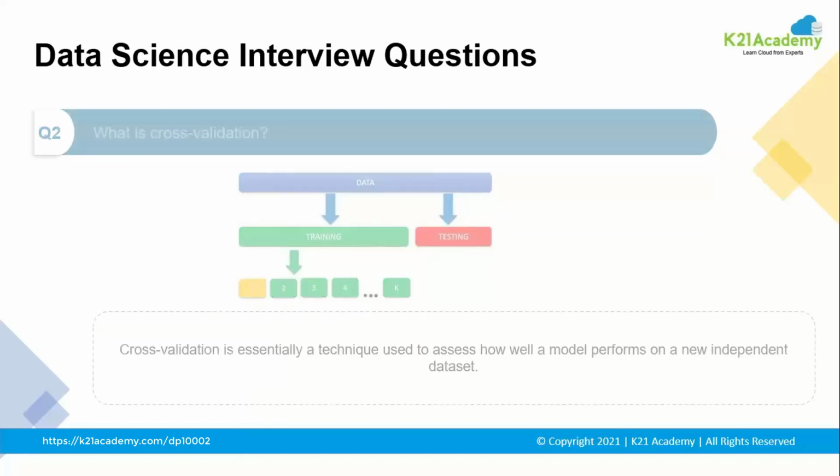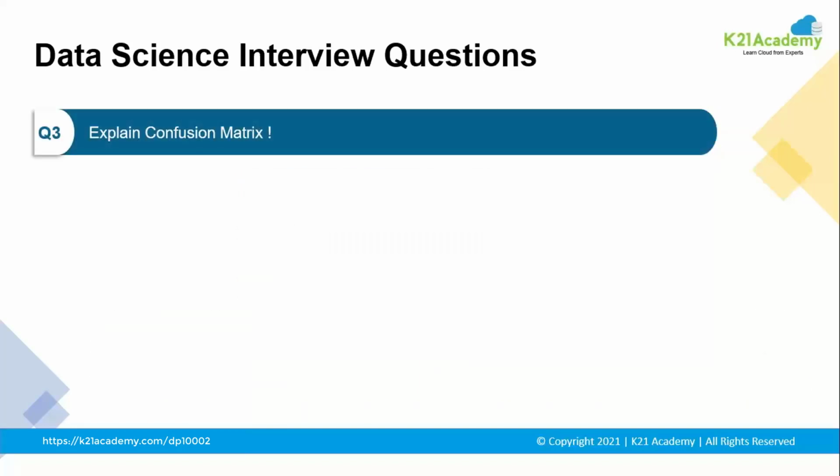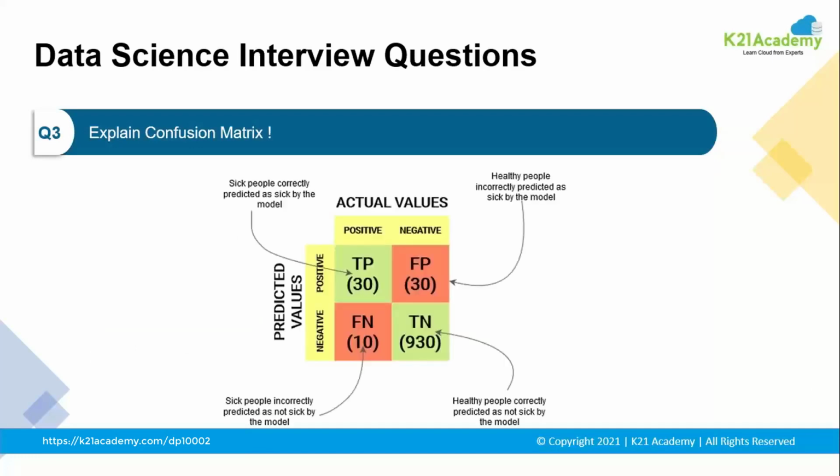Moving on to our next question, explain the confusion matrix. Let's see what the answer for this is. A confusion matrix is a matrix with parts such as true positive, false negative, and true negative. We use a confusion matrix only when we are dealing with a classification problem. Now you might be wondering, when do I use a classification problem?